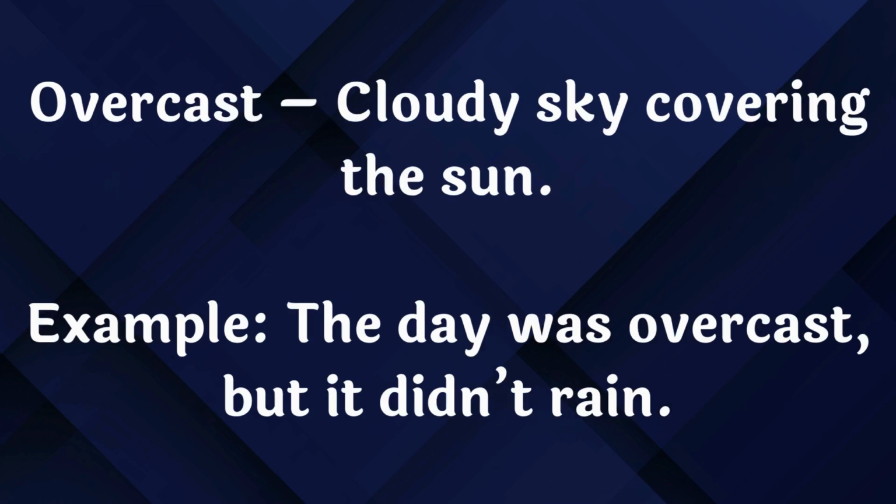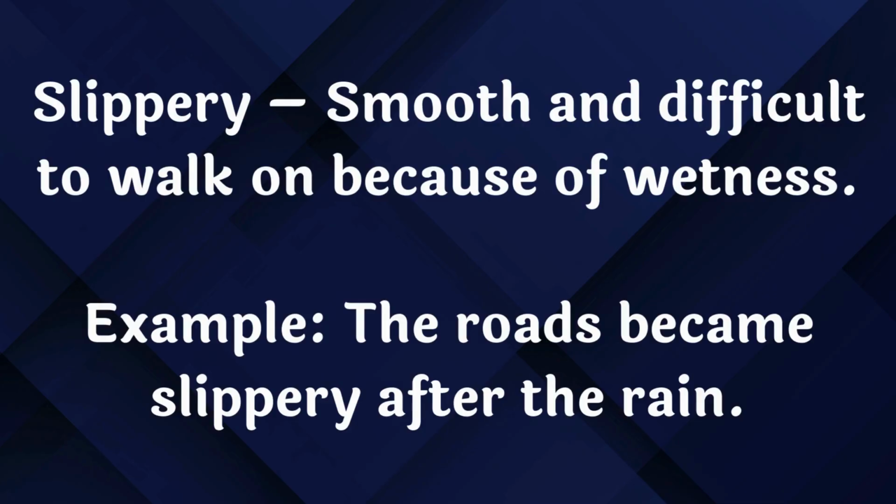Overcast, cloudy sky covering the sun. Example, the day was overcast, but it didn't rain. Slippery, smooth and difficult to walk on because of wetness. Example, the roads became slippery after the rain.